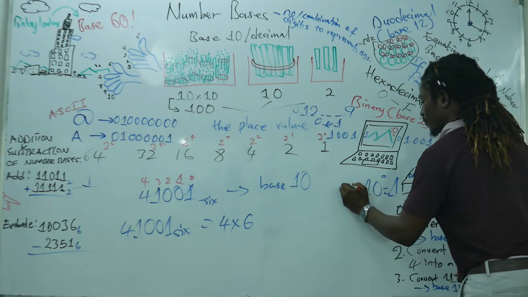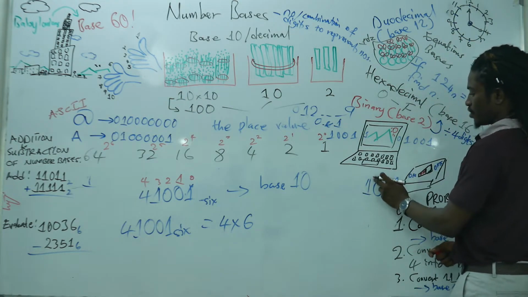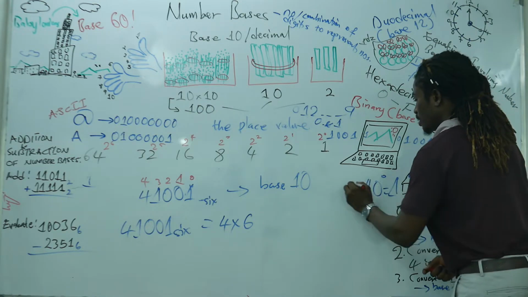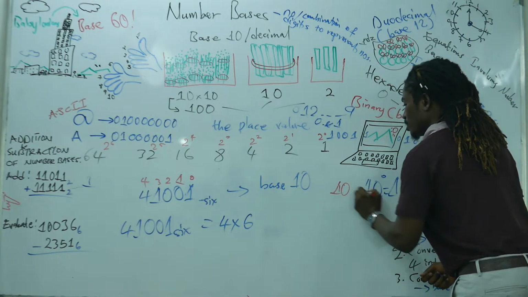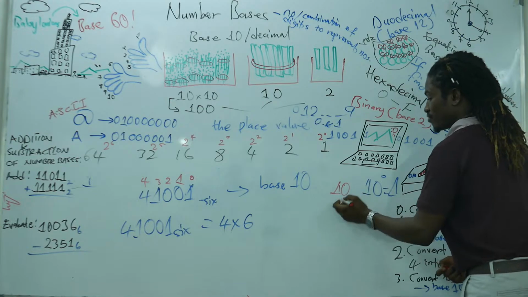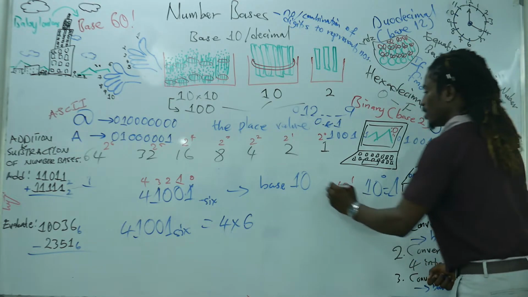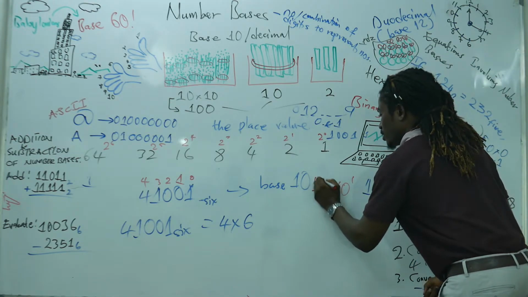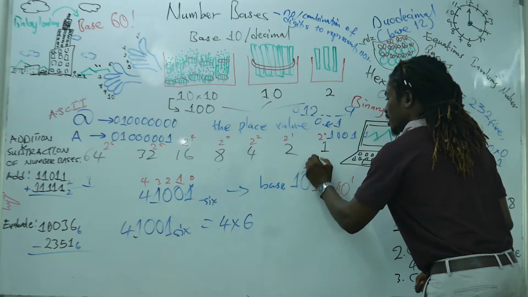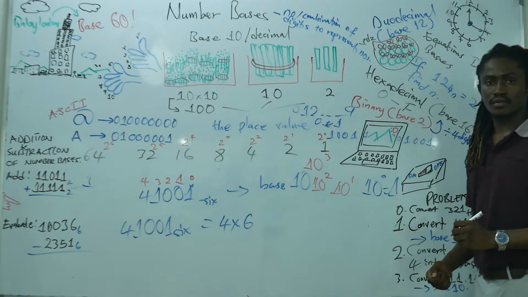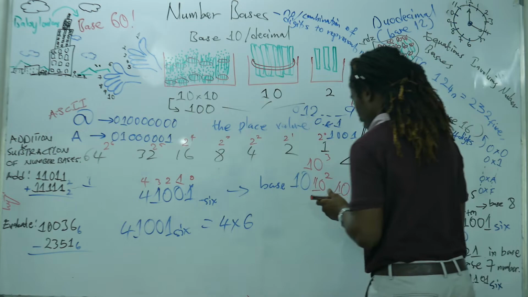Similar to what you have for 10 raised to the power 0 is 1, that's the units, then 10 is 10 raised to the power 1, 100 is 10 raised to the power 2, 1000 is 10 raised to the power 3. So that's something similar we're doing here.